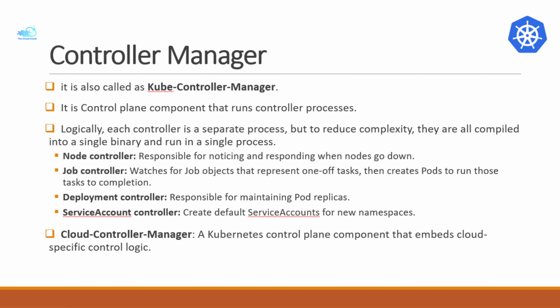Deployment controller. Deployment controller is responsible for maintaining the replica count. If you set the replica count to 3, it maintains the replica count, that means 3 pods in your Kubernetes. If any of the pods go down for any reason, it tries to create another pod. Service account controller. What does it do? Basically, whenever you create any namespace, it creates a default service account.